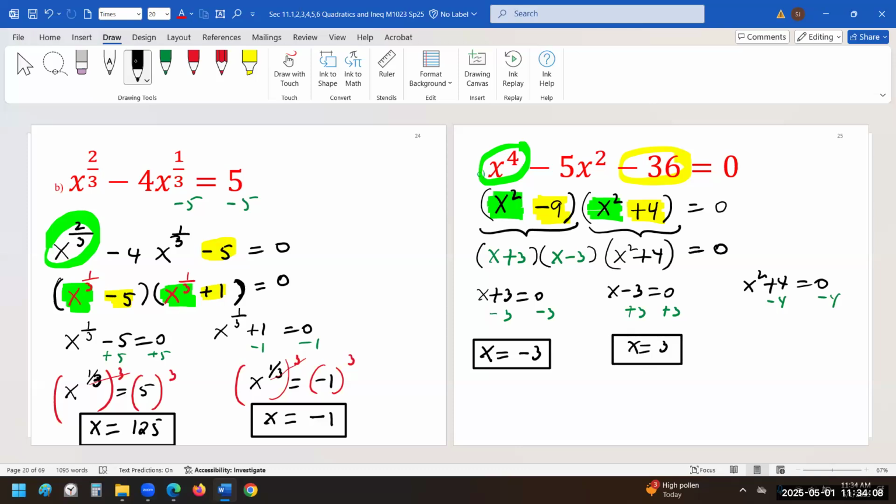X is +3. We are done. And here we have x squared is -4. We are not done. We are not looking for x squared. We are looking for x. So what do we do next?